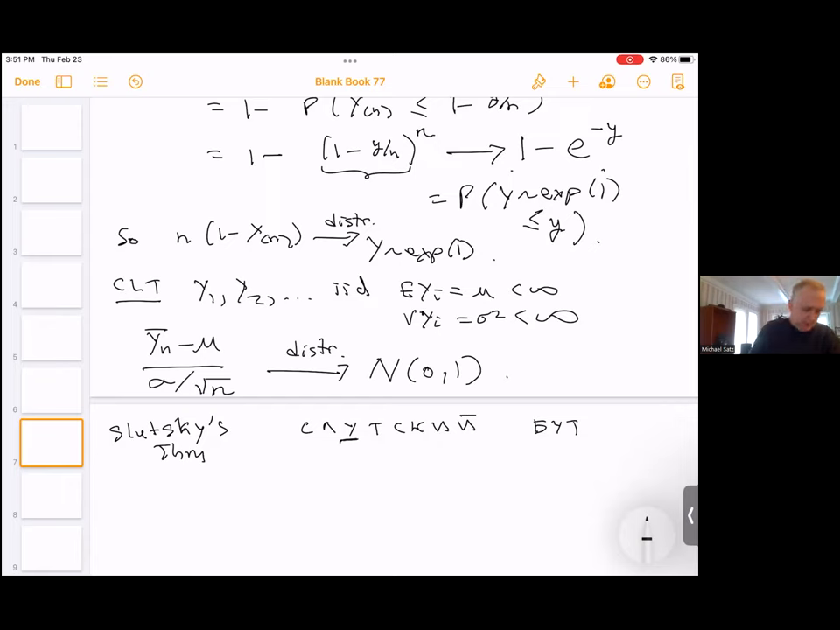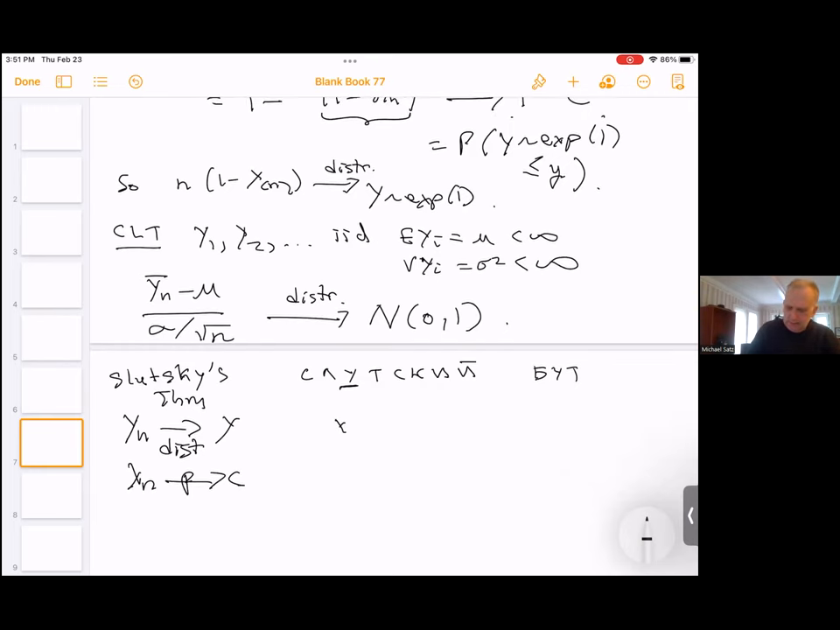Okay, so it says that if Yn goes to Y in distribution and Xn goes to a constant c in probability, then Xn plus Yn goes to c plus Y in distribution, and Xn times Yn goes to cY in distribution. There are different variants of this, but this is the one we need.